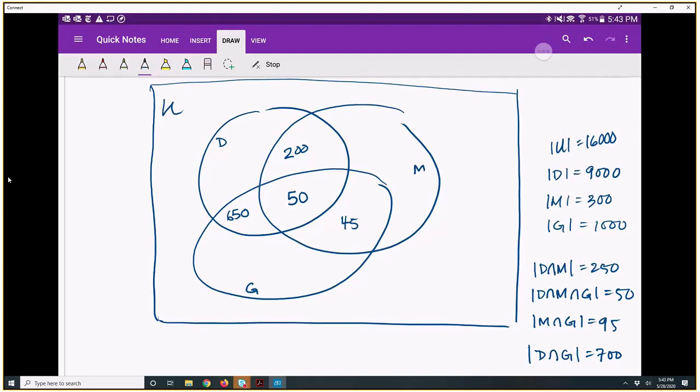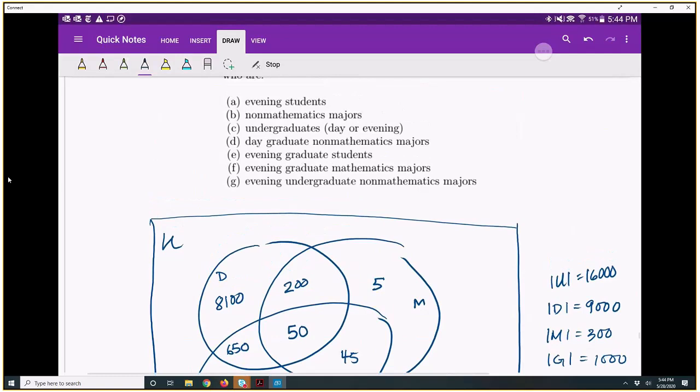I have a total of 1,000 graduate students. I've already accounted for 745, so here's 255 who are graduate students, not in the day, not math majors. I know I have a total of 300 math majors, and I've already accounted for 295 of them. That means there's only 5 here that are not in the day and not graduate students. And I have a total of 9,000 daytime students, and I've accounted for 900 of them. So I have 8,100 here. I also know that I have a total of 16,000 total students at the university. So outside of these bubbles, if inside these bubbles I'm counting 9,000 plus 50 plus 255, then outside here I have what's left over. And that should help me answer my question.